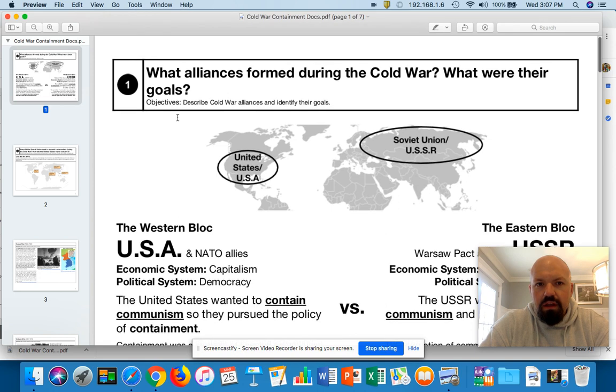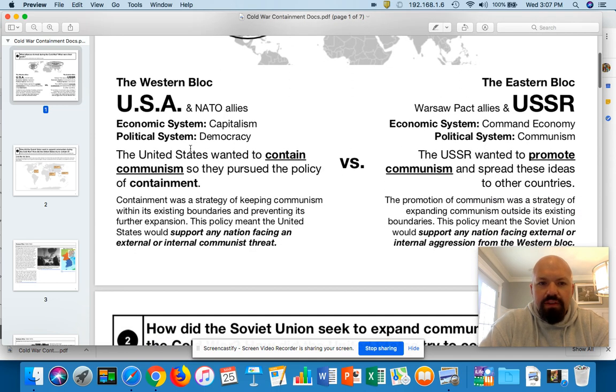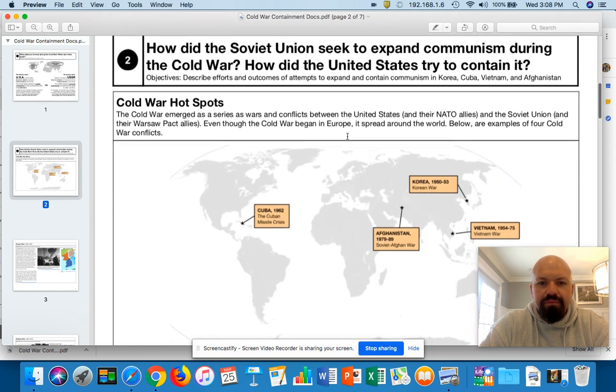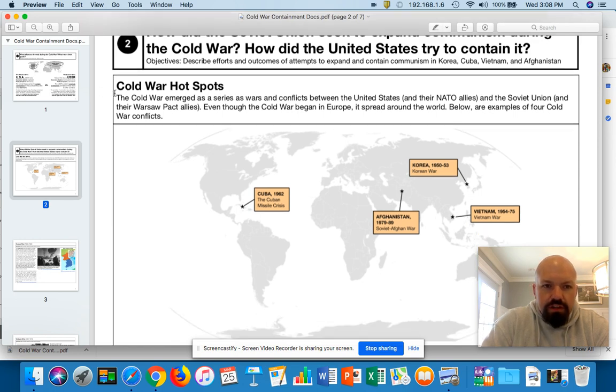Page 1 just shows us the two sides of the Cold War. United States, the USA on one side, Soviet Union on the other side, right? And we've had a couple of slides about this where the economic system is capitalism and democracy. Their allies are NATO. The USSR's allies are the Warsaw Pact. Their command economy or communism. Political system is a dictatorship, communism, right? So things we've all done before. These are the 4 Cold War hotspots where the Cold War becomes hot. So I'll read this section here.